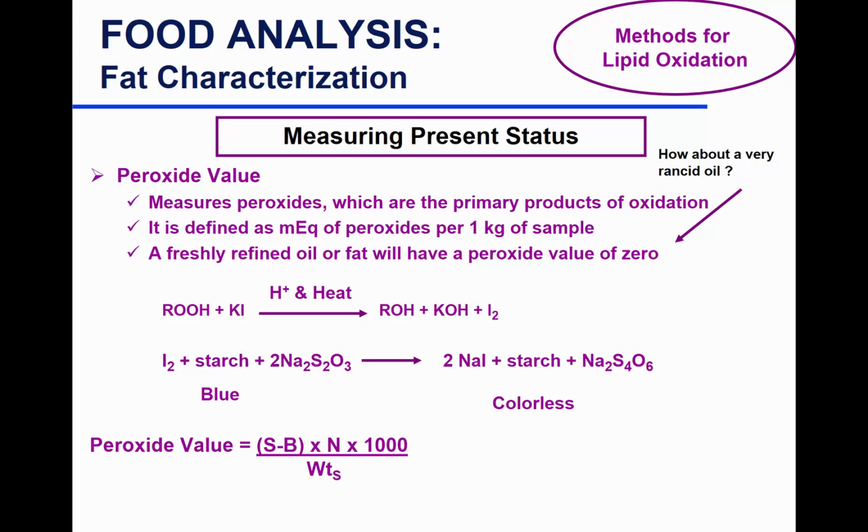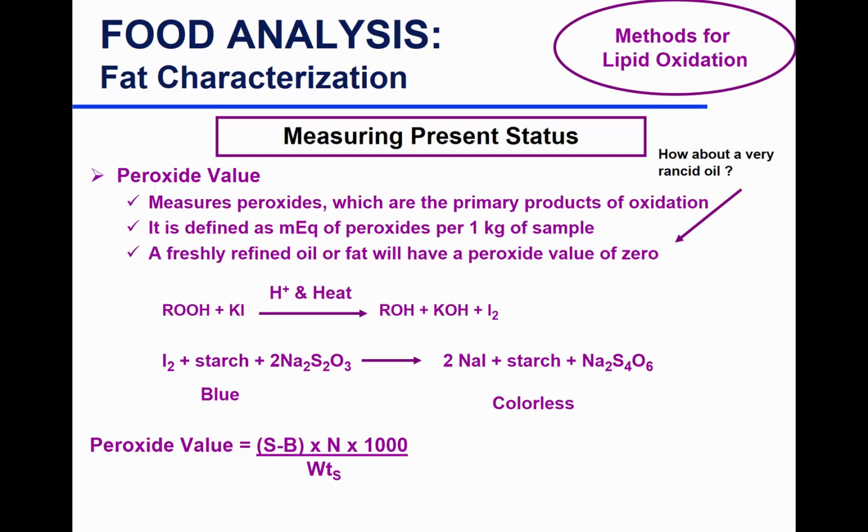Okay. Moving on to measuring oxidation. So you study in food chemistry the oxidation of fats. Here we measure the oxidation of fat. So there is the current state of oxidation. That means now, what does the oil look like now in terms of oxidation?